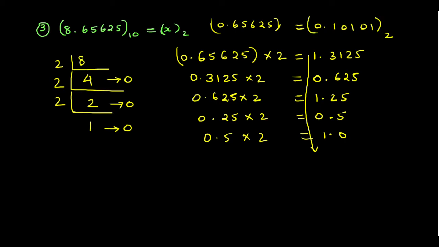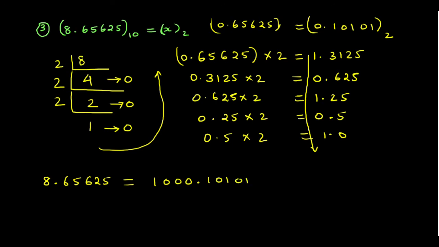Now what is the answer? 8.65625 equals what? It is equal to, first we will write down the 8 equivalent. For a whole number we will write from top to bottom. So 1000 point, what is now the decimal fraction? 101 is the equivalent of decimal fraction, binary fraction. 1000.10101. It is very simple to do the conversion if you know the method.